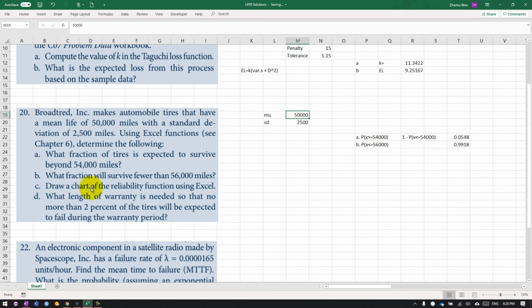Then draw a chart for the reliability. Let's skip that for now. Let's take a look at number D.